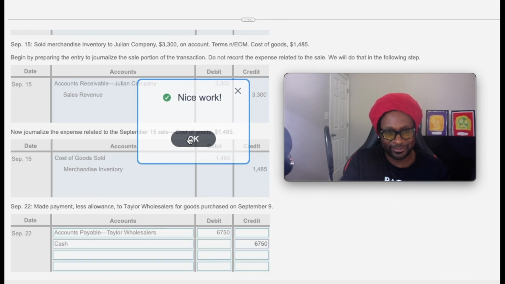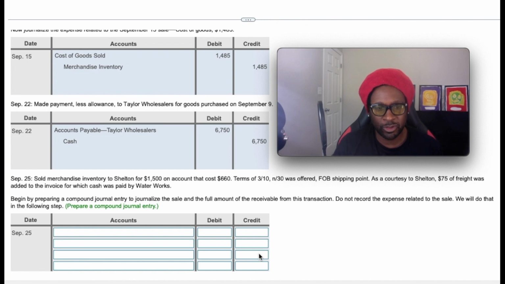Nice work, gang. The 25th, we sold merchandise inventory to Shelton for $1,500 on account. That cost us $660. Terms were 3/10, net 30. And as a courtesy to Shelton, $75 of the freight was added to the invoice, for which cash was paid to Waterworks. Okay, gang, a couple of things are going on, so bear with me.